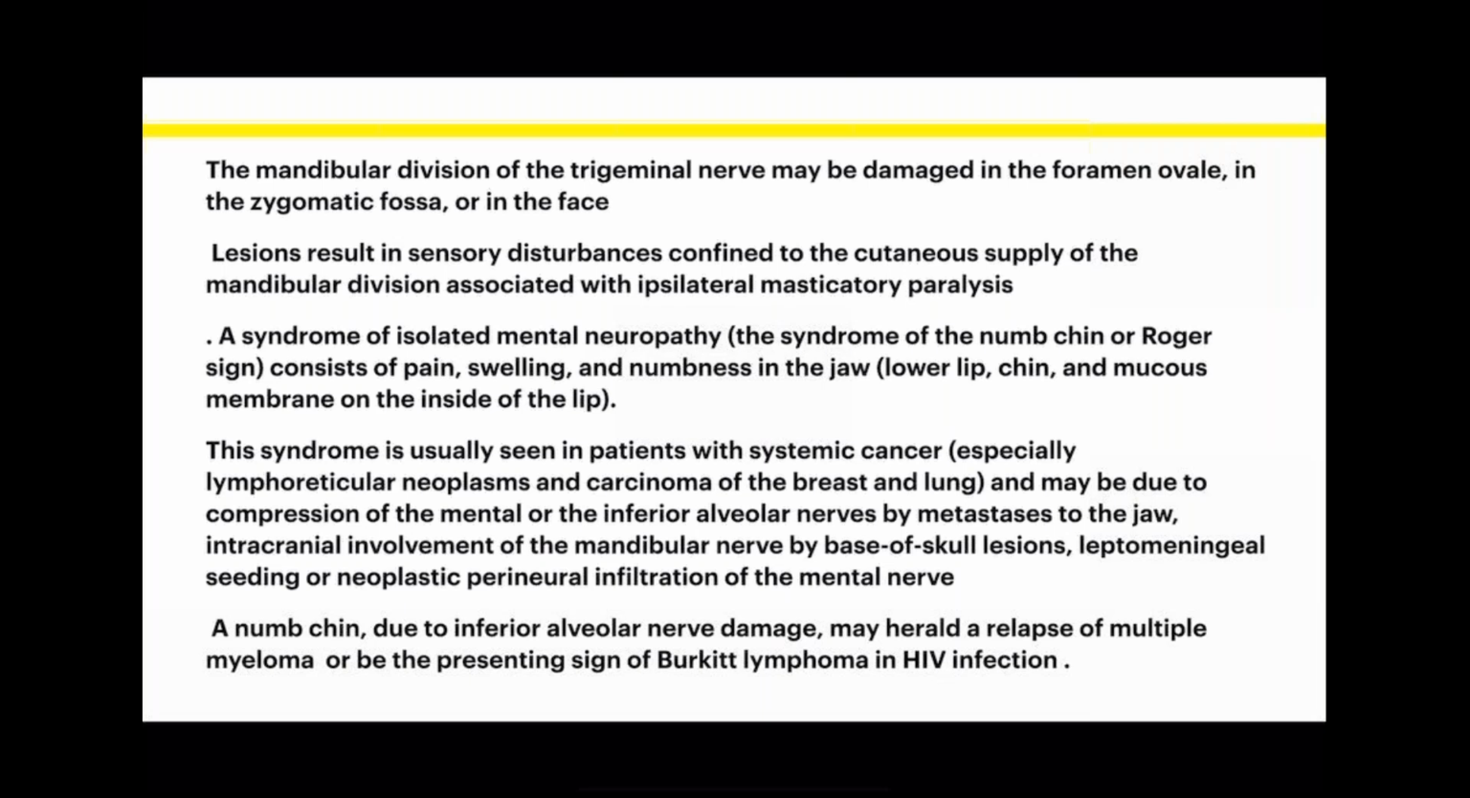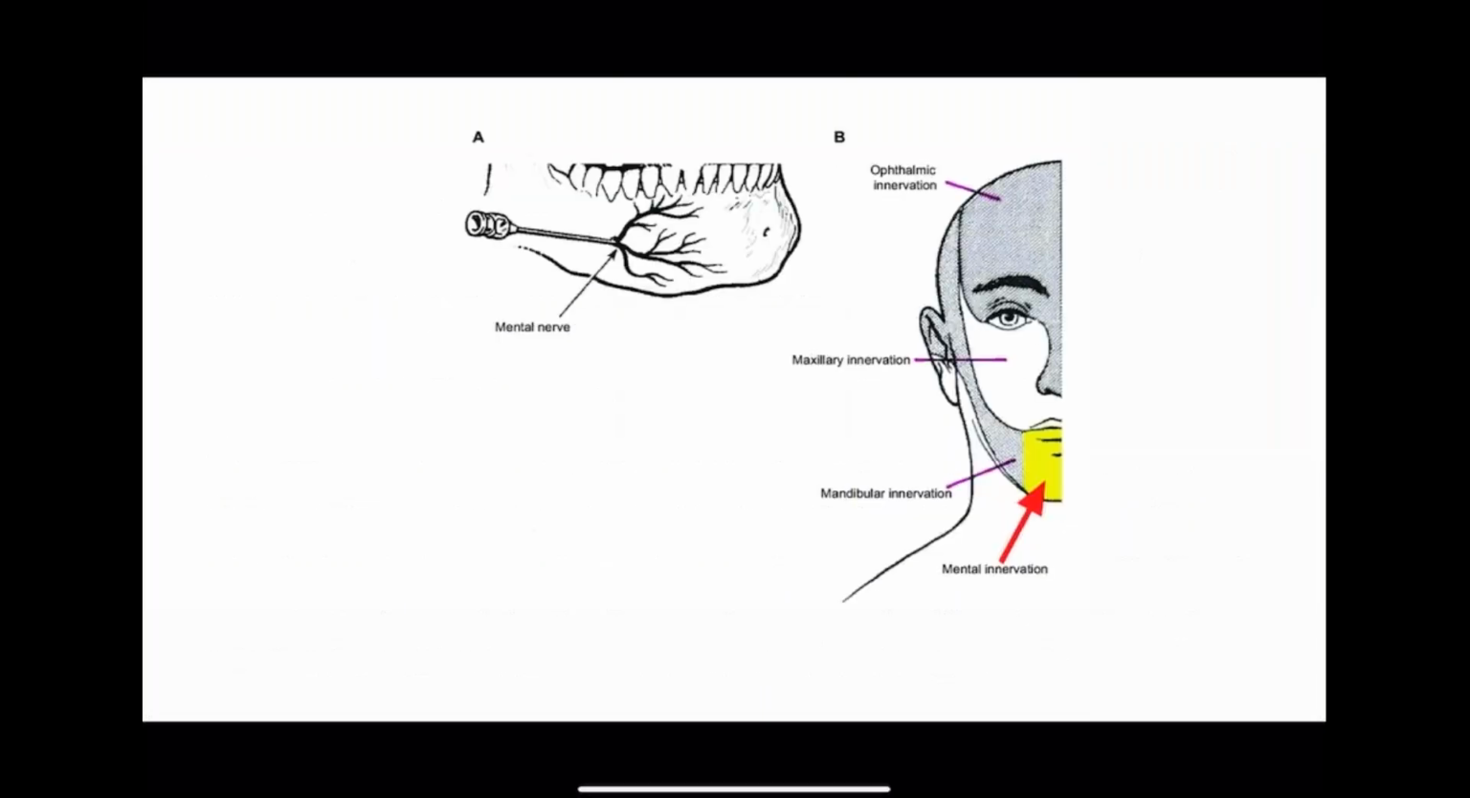So numb chin is very important. Numb chin alone is also a reason that you need to look for other causes or cancer. And remember, the damage will be to the inferior alveolar nerve. It can also be a sign of multiple myeloma or the presenting sign of Burkitt lymphoma in HIV infection. And here is the mental innervation.